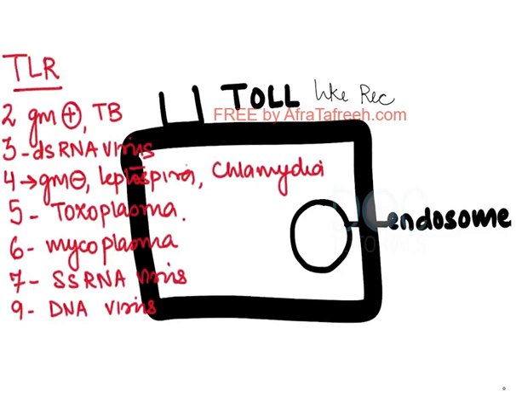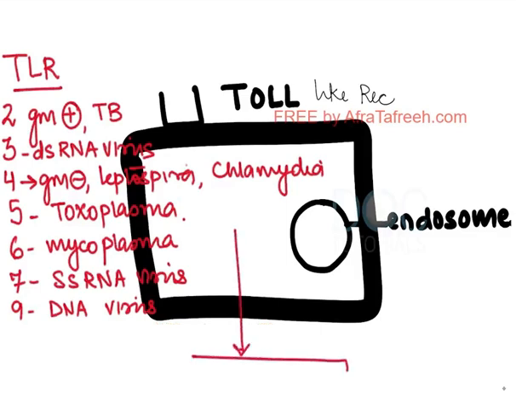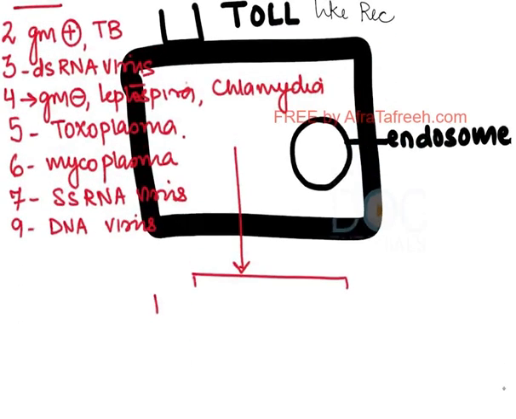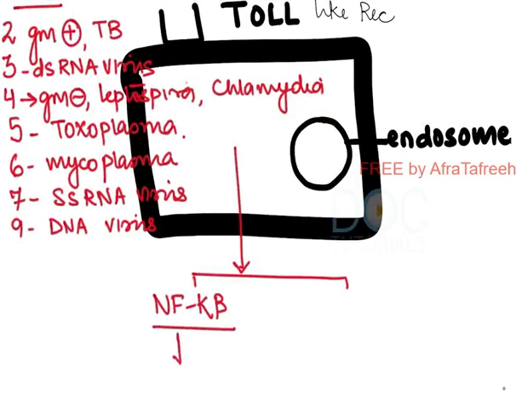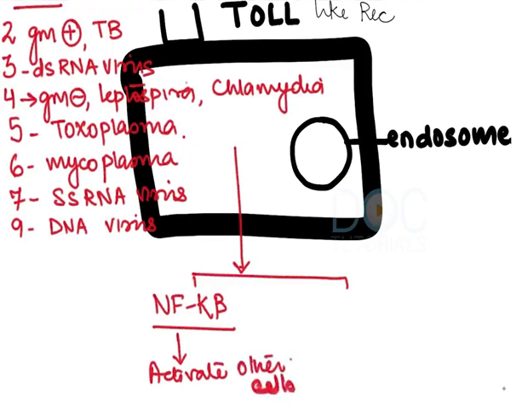They identify the TB pattern and say, okay, TB has come, but what will they do after identifying? They can identify the chlamydia pattern, the toxoplasma pattern. Once they catch a pattern, they will do two things. First, they will activate NF-kappa B. This NF-kappa B will go and activate other immune cells.